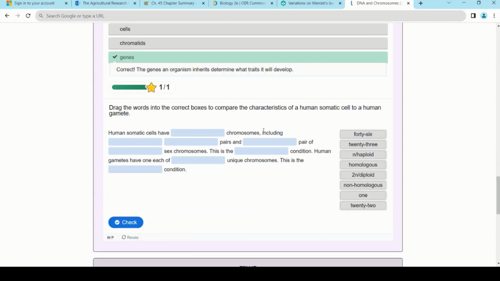So this is the kind of quiz that we were doing and exercising. It may not come in this format, but it can come in a format where you have to match the following. Drag the words into the correct boxes to compare the characteristics of a human somatic cell to a human gamete. Human somatic cells have chromosomes, including pairs and a pair of sex chromosomes. This is the condition. Human gametes have each unique chromosome. This is the condition.